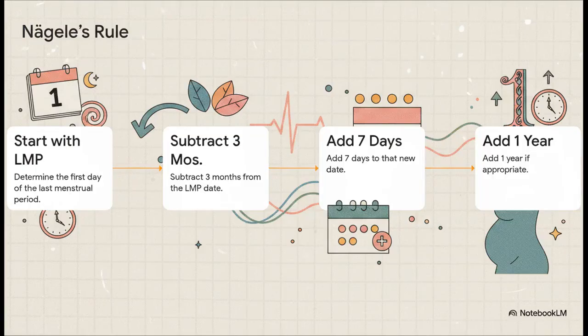So, one of the very first things you're going to calculate is the estimated due date, and for that we use Nagel's rule. This is a must-know. It's really just 4 simple steps. You start with the first day of the last menstrual period, you count back 3 months, you add 7 days, and then you just adjust the year if you need to.